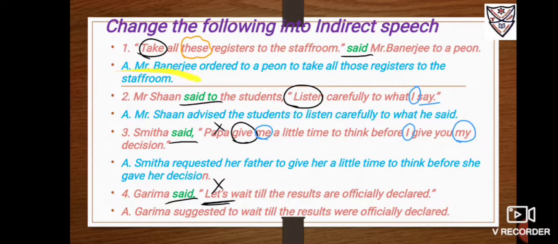So it is Mr. Banerjee ordered, because it is imperative, so we have to use words like ordered, advised, suggested, commanded. So it is Mr. Banerjee ordered a peon to take all those registers to the staff room.